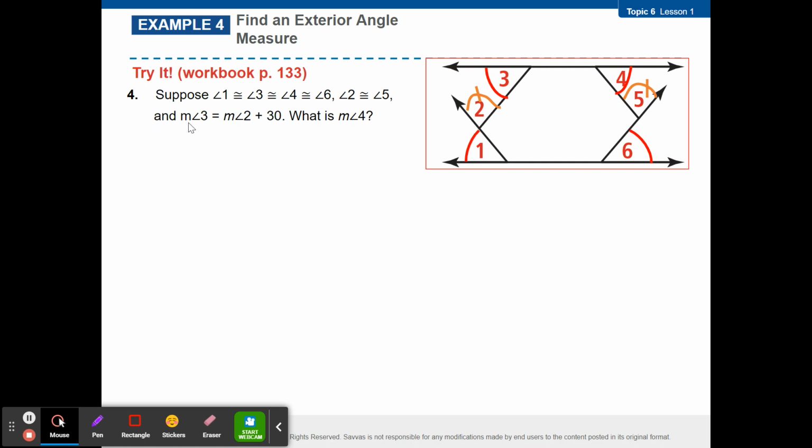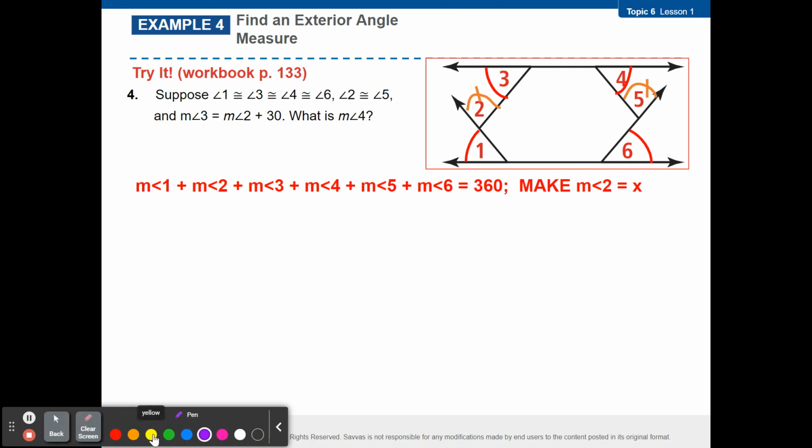And they're saying the measure of angle 3 is equal to the measure of angle 2 plus 30 degrees. And they want you to find what angle 4 is. So in this case, these are all exterior angles, so we know it's going to equal 360. So I'm going to set that up: the measure of angle 1 plus the measure of angle 2 plus the measure of angle 3 plus the measure of angle 4 plus the measure of angle 5 plus the measure of angle 6 equals 360 degrees.